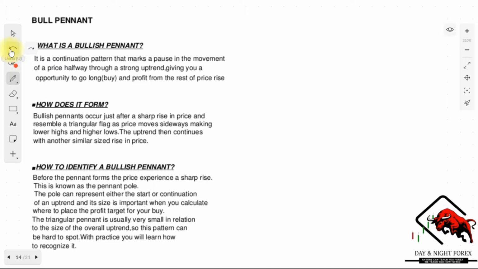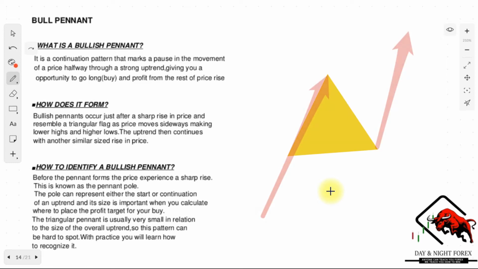How do you actually identify a bullish pennant? So before the pennant forms, the price basically experiences a sharp rise. This is known as a pennant pole. So it's almost similar to the flag, but now we're having our flag in the formation of a triangle, right? So the pole can represent either the start or continuation of an uptrend, and its size is important when you calculate where to place your take profit target for your buy. So the triangular pennant is usually very small in relation to the size of an overall uptrend. So this pattern can be hard to spot. With practice, you will learn how to recognize it much easier.